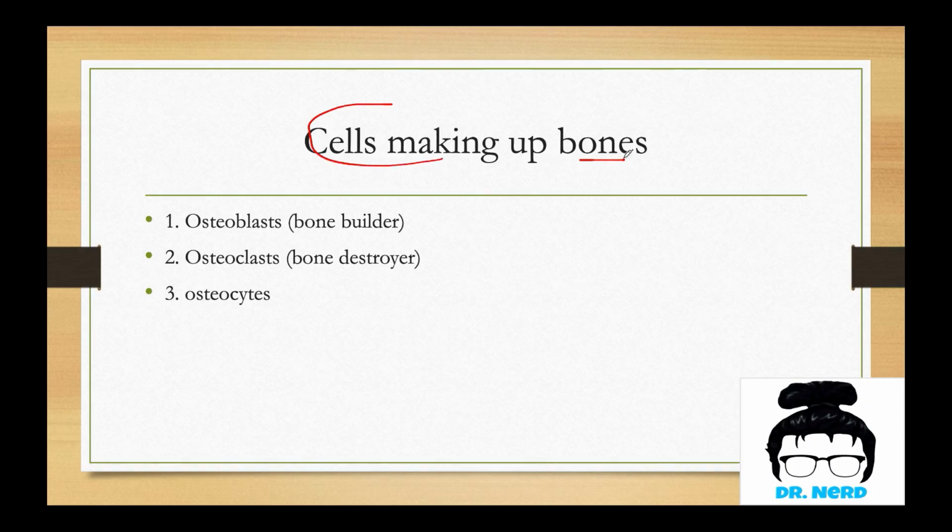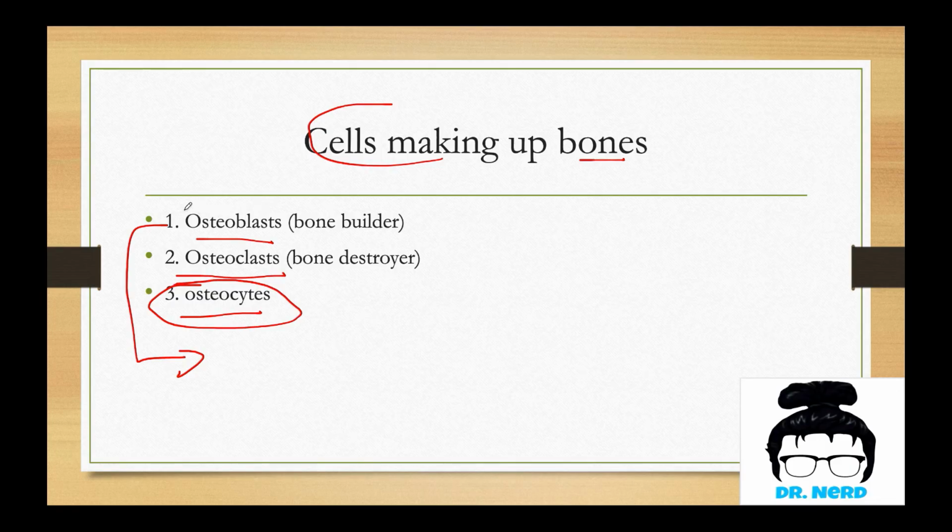So what are the cells that make up bones? So we have osteoblasts, which are bone builders, so they build up the matrix. Osteoclasts, which are bone destroyers, so they break down the matrix. And then osteocytes are old osteoblasts that have been trapped in the matrix. They don't really have that major of a job that we're going to discuss in this video, but maybe in future videos. So the 2 main cells are the osteoblasts and osteoclasts.